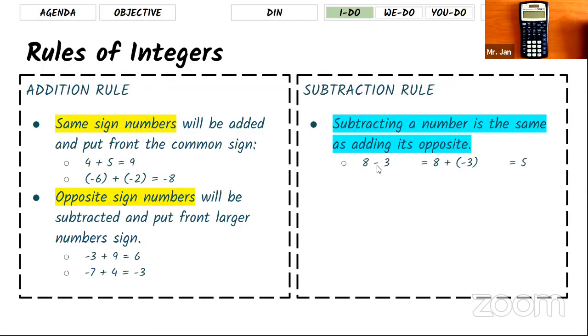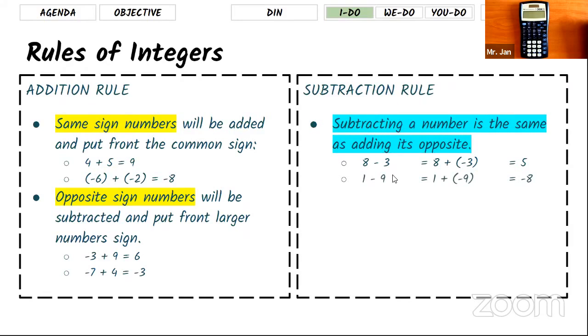For example, 8 minus 3, actually it's the same thing as adding its opposite. The 3 is a positive number, right? Adding its opposite: the opposite of positive 3 is negative 3. So adding negative 3, and you end up with the same result, 5. So 8 minus 3 is 5, or 8 plus negative 3 is 5. If you don't believe it, you can check on your calculators. It's the same thing. So this is the meaning of this statement, okay?